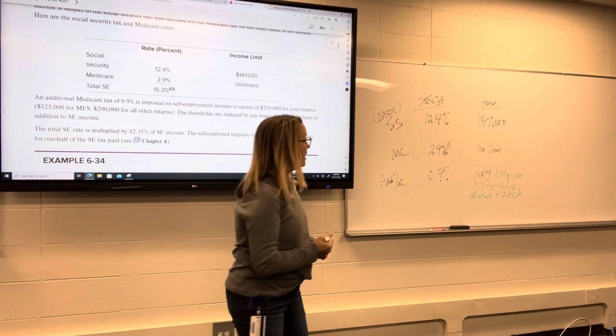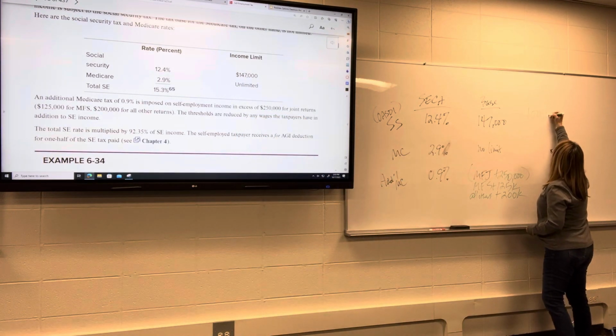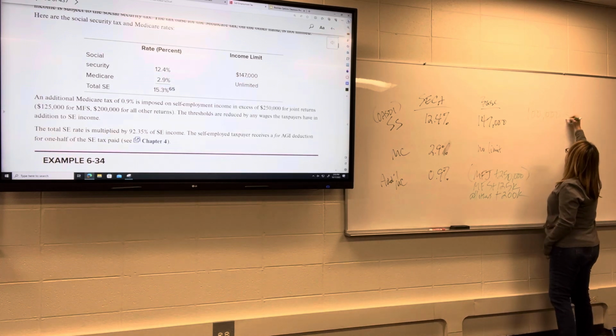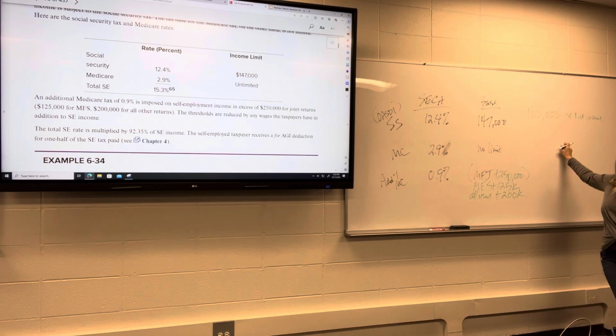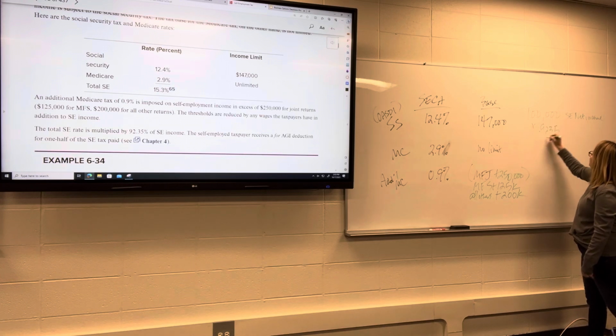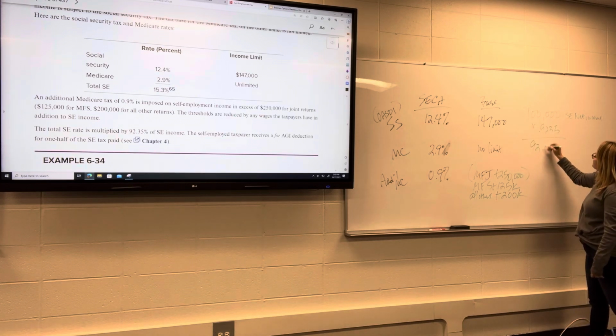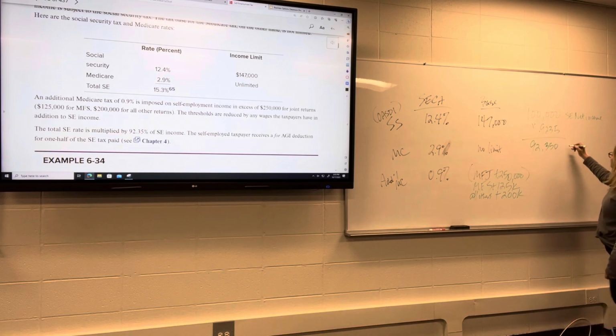So if you have $100,000 of income, here's your self-employed net income. When you're calculating the self-employment tax, you're going to multiply this by 0.9235. So $92,350 is going to be subject to self-employment tax.